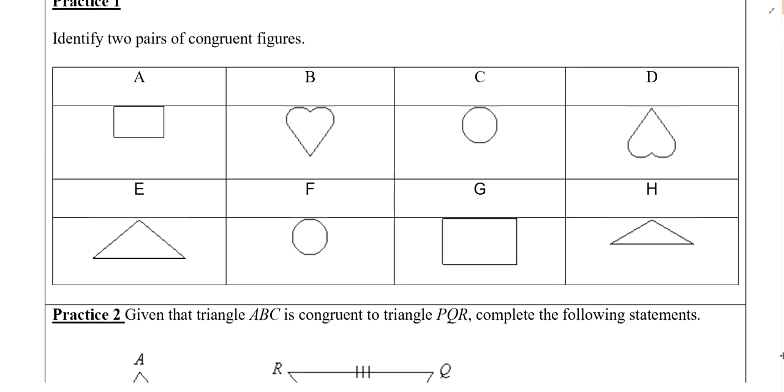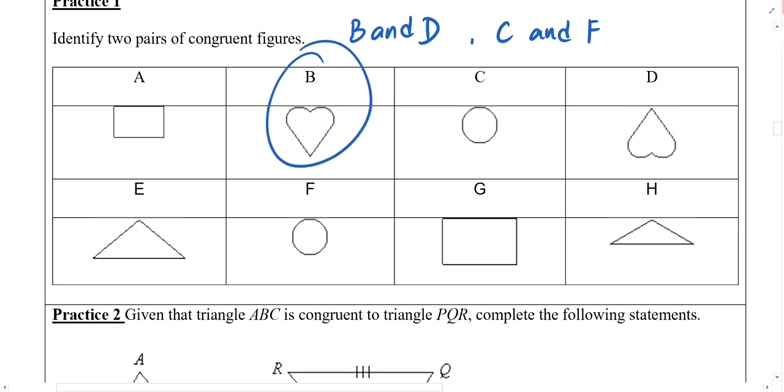Identify two pairs of congruent figures. So these are our answers: B and D, C and F. Let's take a look at B and D. Same shape, heart shape, same size, but rotated. Even though it is rotated, does it still have the same shape? Even if you rotate a square, it's still a square. Still same shape, still the same size.